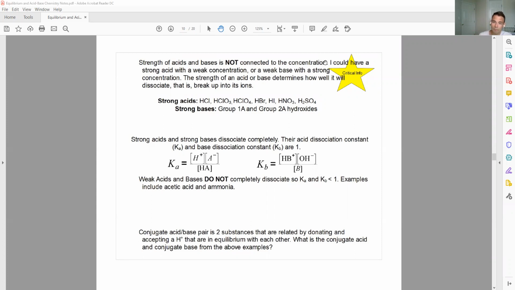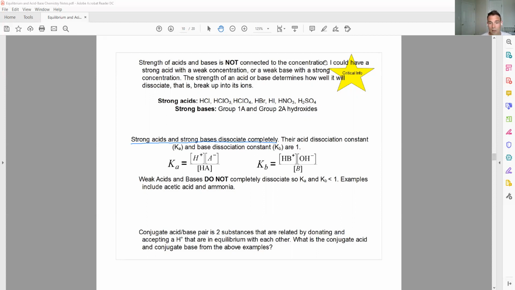The important thing here is that the strength of an acid or base determines how well it will dissociate, or break up into its ions. Strong acids and bases dissociate completely. And then there is a list of the strong acids and the strong bases. So if you see those, know that they are going to dissociate completely.